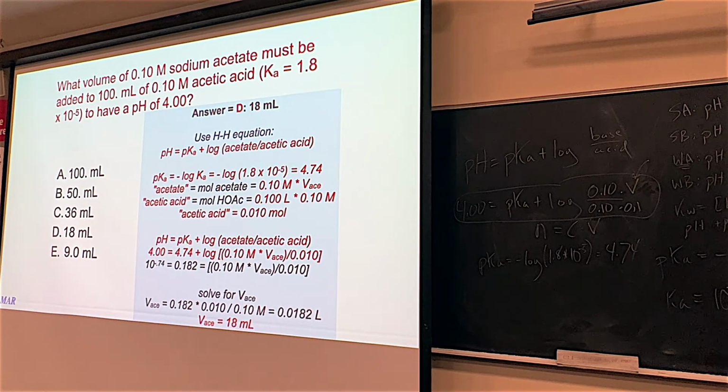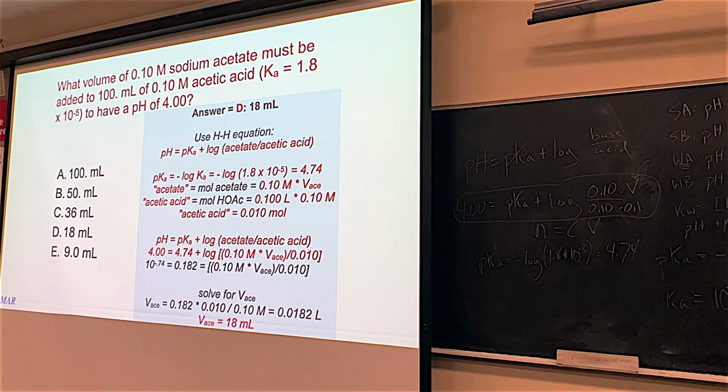If the volume of the base, the acetate, would have been 100 milliliters, just like the volume of the acid, then base over acid would have been equal to each other, and you would have had pH and pKa being the same. But the final pH here is more acidic than pKa. So that means that the amount of acid, the part at the bottom, is going to have to be bigger than the amount of base in the top. And sure enough, it is 100 milliliters greater than 18 milliliters.